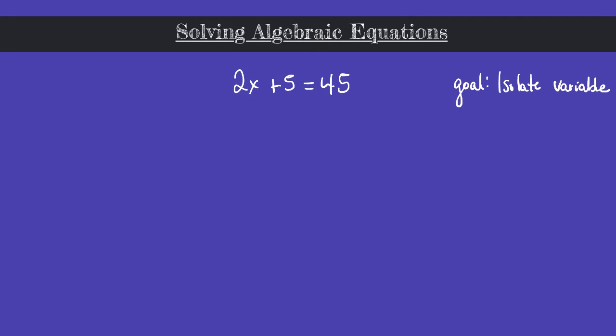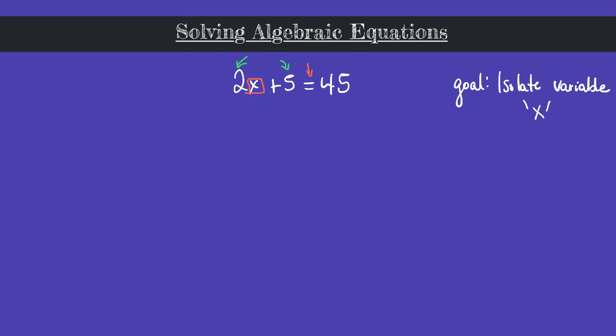The easiest way to recognize what the variable is, is simply to look at the letter in the equation, because the letter or letters are variables. In this case, we're just dealing with one variable, and that is the letter x. So we need to get rid of everything else on the same side of the equal sign as our x. In this case, we're trying to get rid of the 2 and the 5.